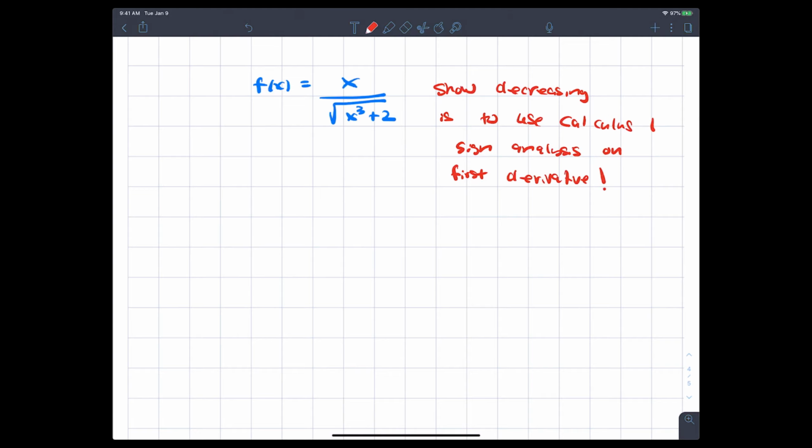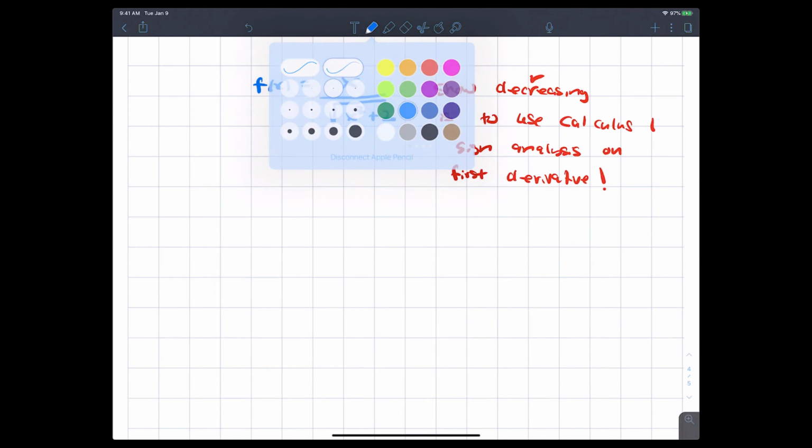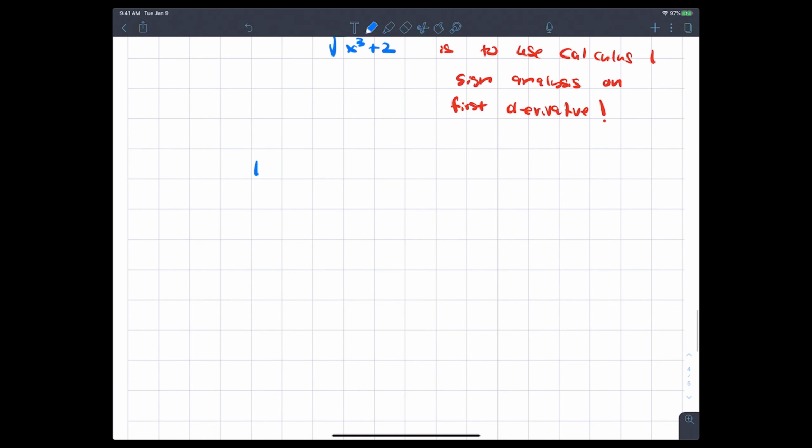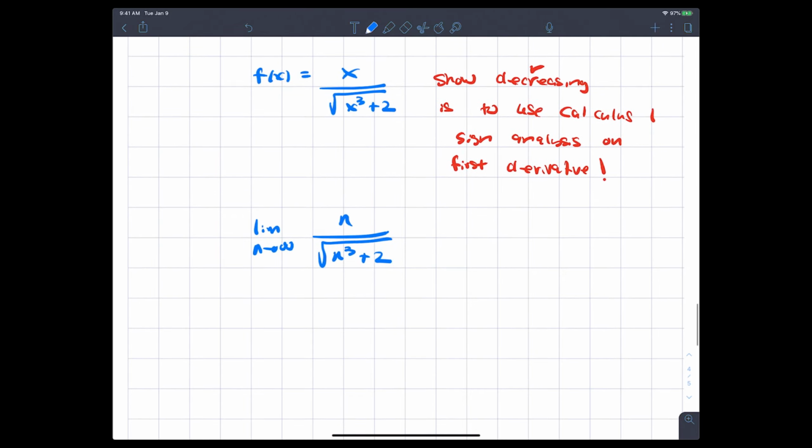And you can see that it'll be decreasing. So I can say to you guys, you can investigate that. We're going to have a decreasing function. And now we look at the limit here after you know that's decreasing: n over the square root of n cubed plus 2. And so we now have to find that particular limit.